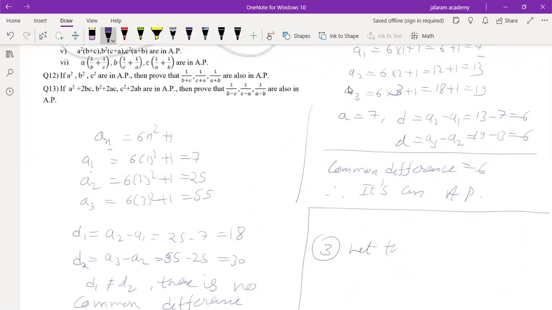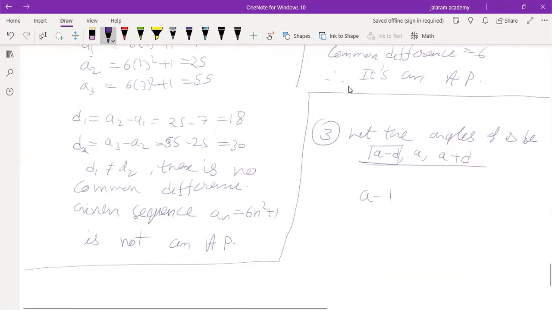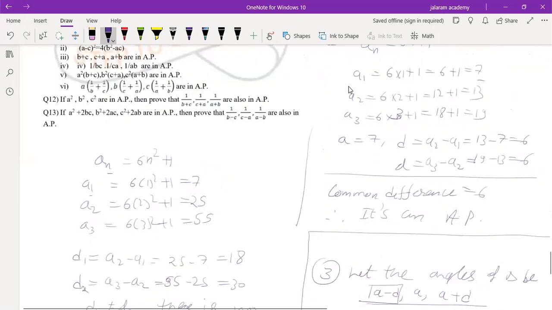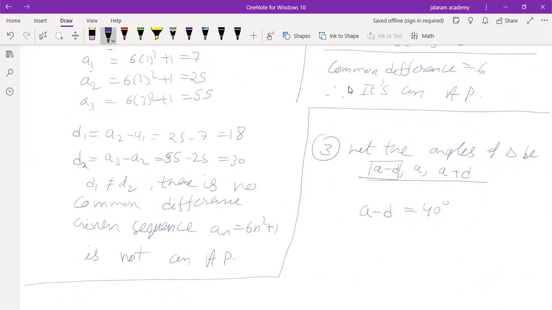We will use the property of taking 3 numbers. Let the angles of the triangle be A minus D, A and A plus D. And the smallest of them is A minus D. It means the value of the smallest angle, A minus D, is given as 40 degrees. So A minus D equals 40 degrees, equation number 1. And the sum of all the 3 angles in a triangle is 180 degrees.